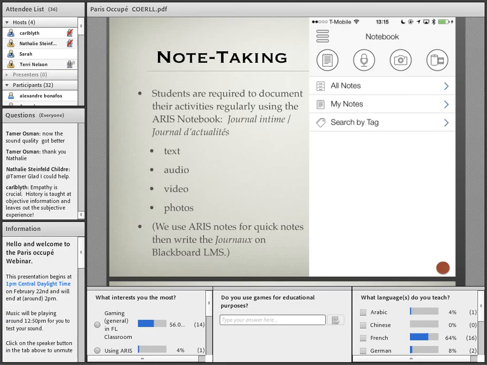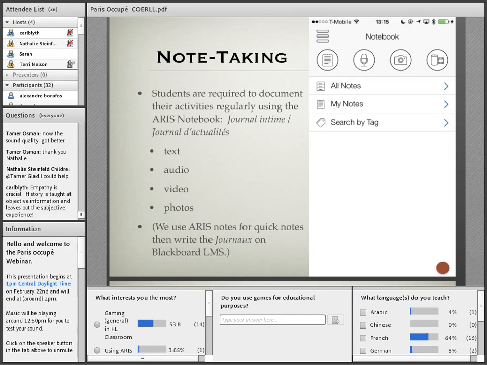Note-taking: you can take notes in ERIS. You can take written notes, audio notes, you can take a picture and put that in there, and you can take a quick video. Students did that. We use that primarily for quick information, and then we're using a Blackboard learning management system, so I had them do their diaries out on Blackboard. You could also use something like WordPress. They had two diary entries per day of the game.